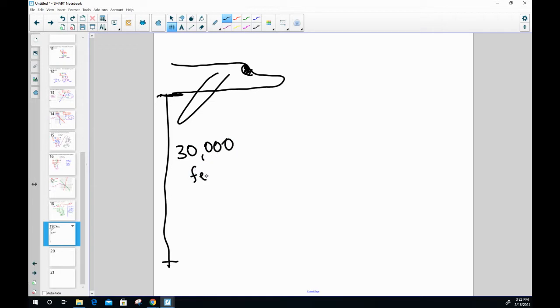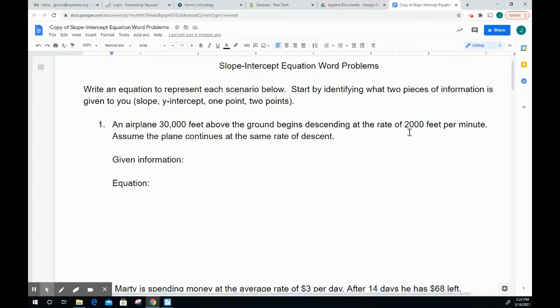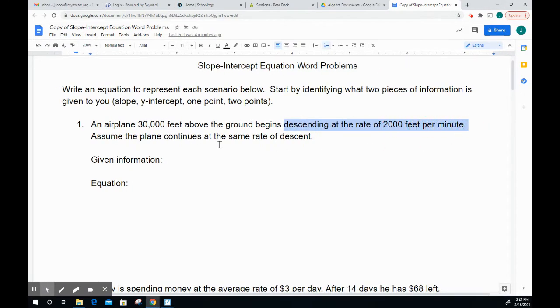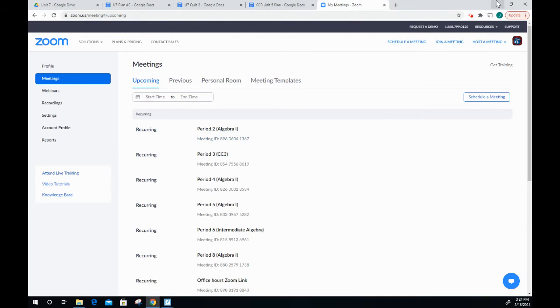Now, obviously, it doesn't start at 30,000 feet. The plane has to get up into the air. But that's not what the problem is giving us. It's basically saying it's starting from 30,000 feet, and it's only dealing with the descent, as in it's going down. Check out the problem. Everything is about its starting place in the air and its descent. It's descending at this rate, and what if it continues at this rate of descent? Everything is about it going down.